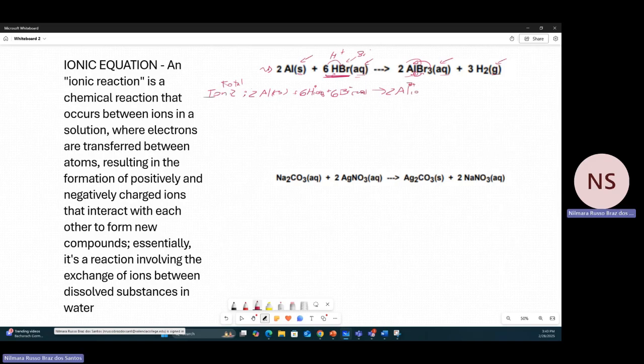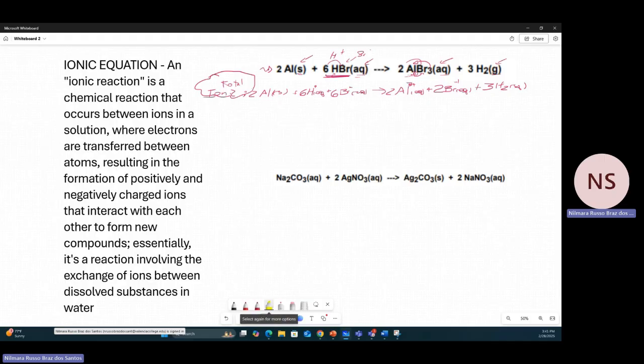What do you have here? Equals, +2 bromine, -1, also equals. What about the gas? It stays as it is, because remember, only the equals we're going to separate, okay? That is the total ionic reaction.